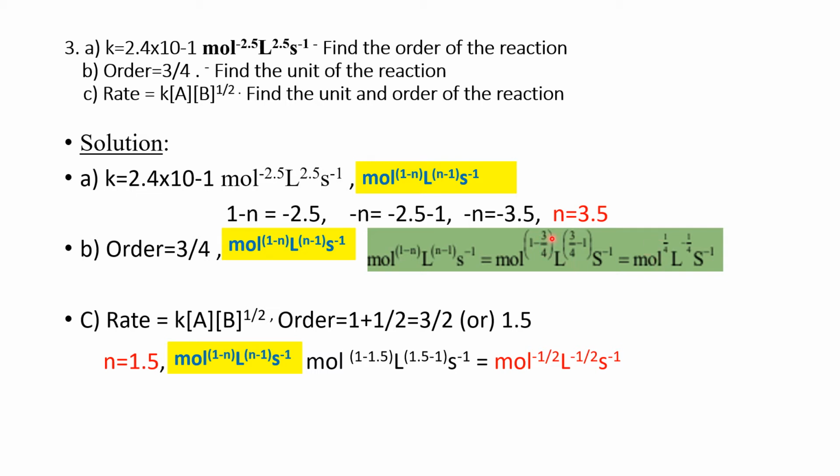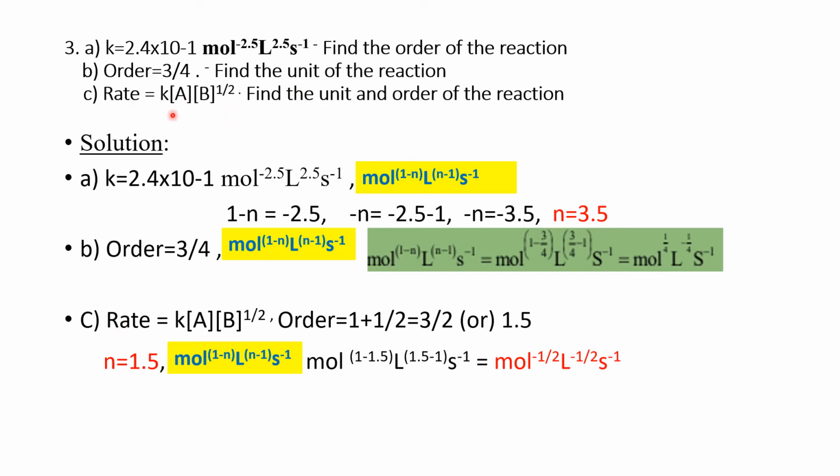If you do it, 4 into 1, 4 minus 3 gives 1 divided by 4. Here also the same, 4 into 1, 3 minus 4 is minus 1 by 4. So as a result we will get the unit for mole, liter and second. This is the unit for this order. Okay. And the third sum, rate is given. You need to find the unit as well as the order of the reaction.